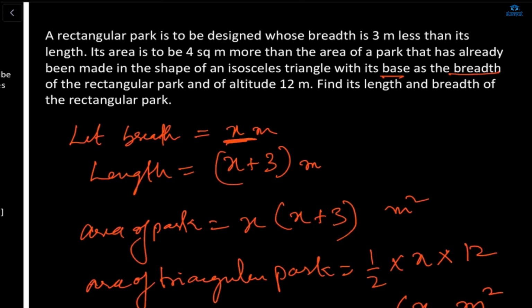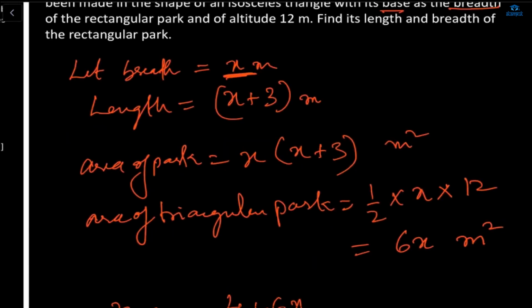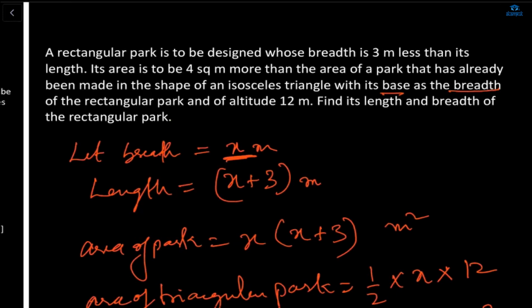Okay, so I have taken breadth as x meter. And if I am taking breadth as x meter, then length will obviously be x plus 3. Now the area of the park. What will be the area of the park? See, it is a rectangular park.